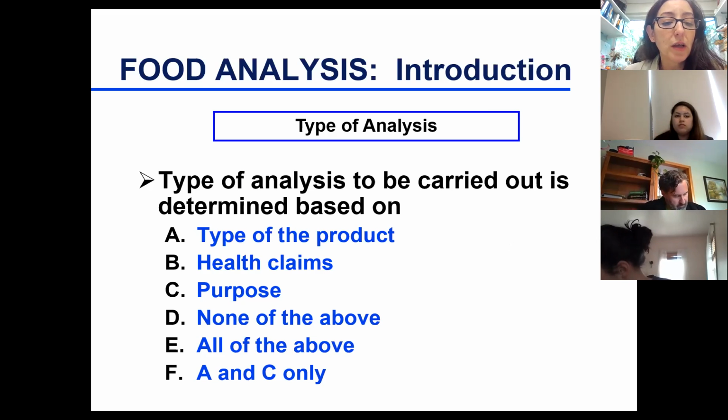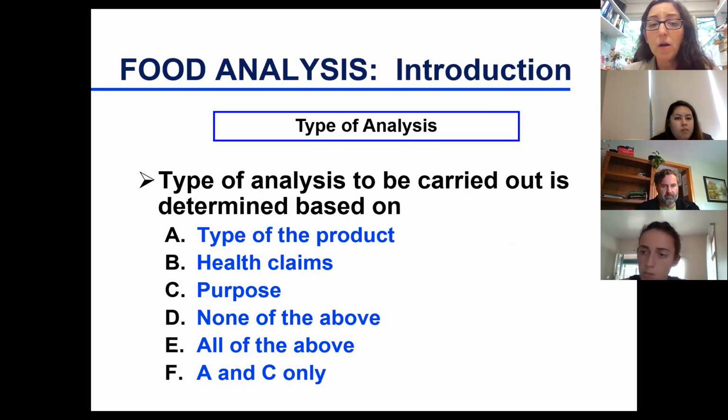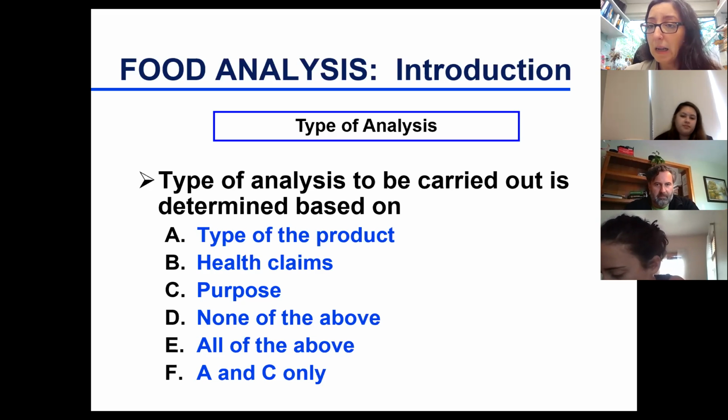Yes, those of you that answered F, you skipped the B, and health claim is very important. If you want to claim high protein, put high protein on the label, you have to have a certain percent daily value and a certain amount of protein in your sample in order to make that claim. So yes, health claim is very important. Not just for protein, it's just an example.